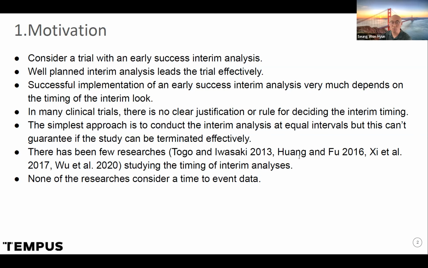We found some research studying the timing of interim analysis, but none of them considered time to event data. In my previous work, we tested for safety and effectiveness. Safety was most likely a binary endpoint, and effectiveness was most likely time to event data. So that was our motivation for finding out the best timing for the interim analysis for success for time to event data. Next slide, please.